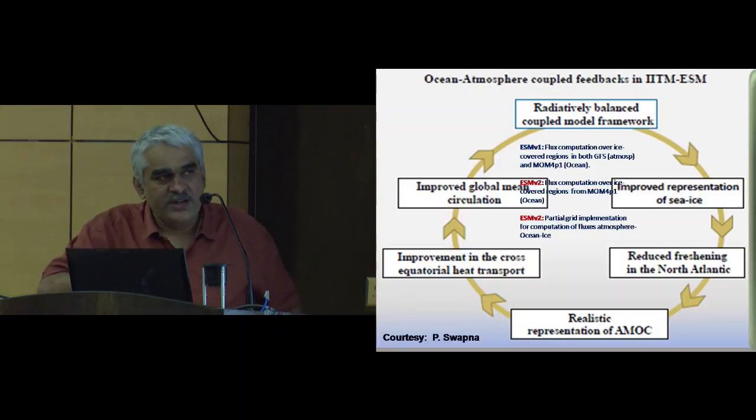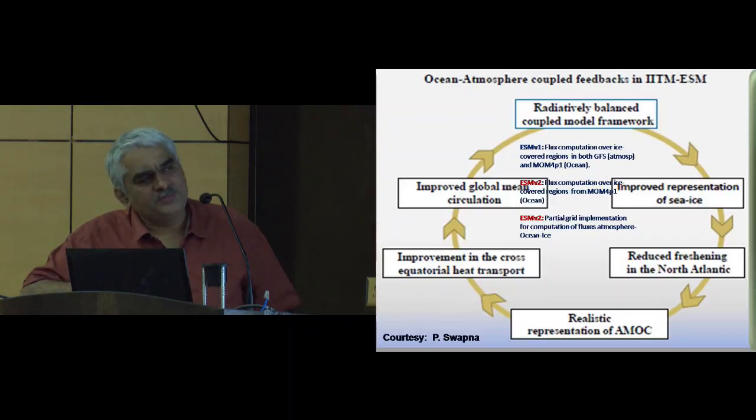Now there is a partial grid implementation. This is one more big development that has happened, and because of these improvements in the fluxes, the sea ice distribution in the polar regions has improved. Earlier there used to be excessive freshening of the North Atlantic, and that used to weaken the thermohaline circulation. I will come to that.